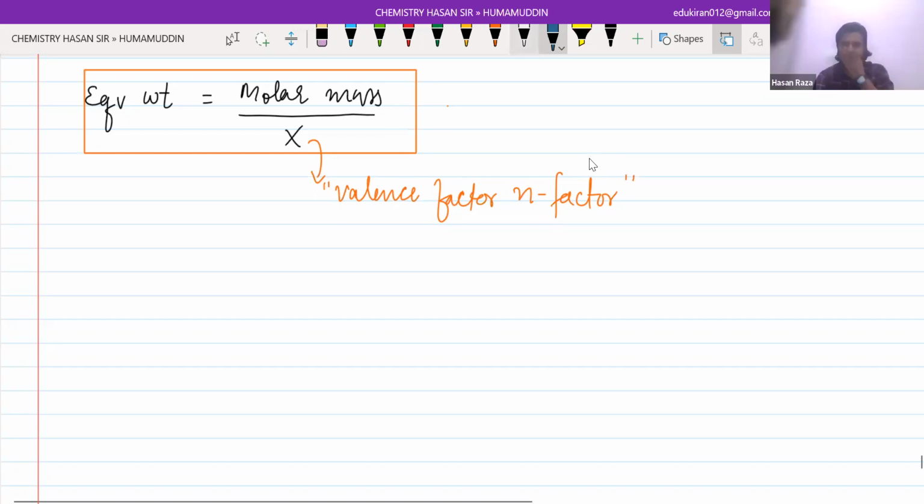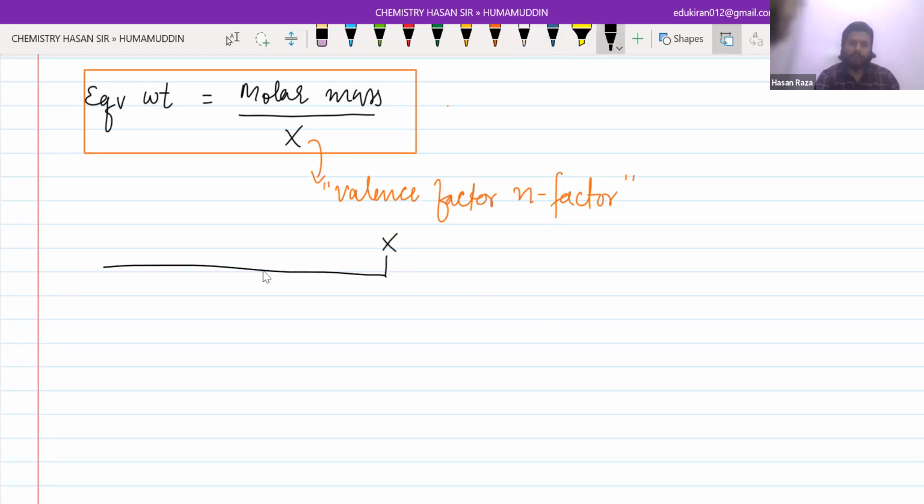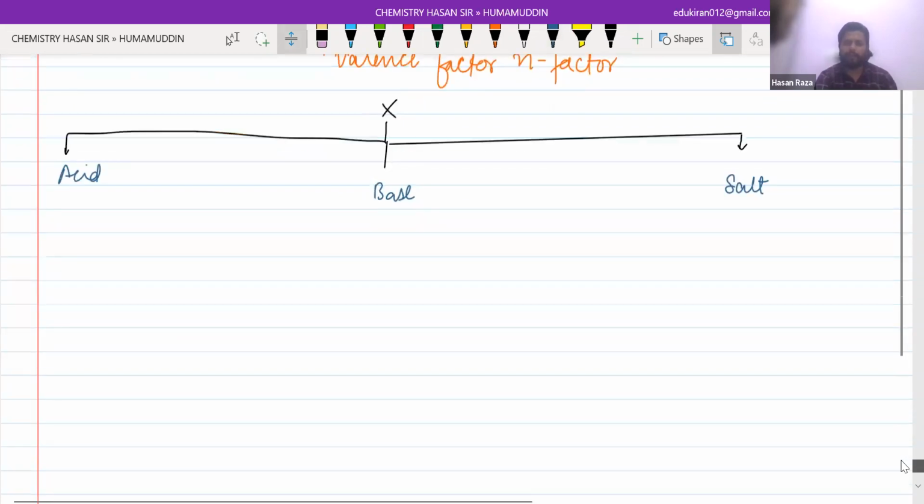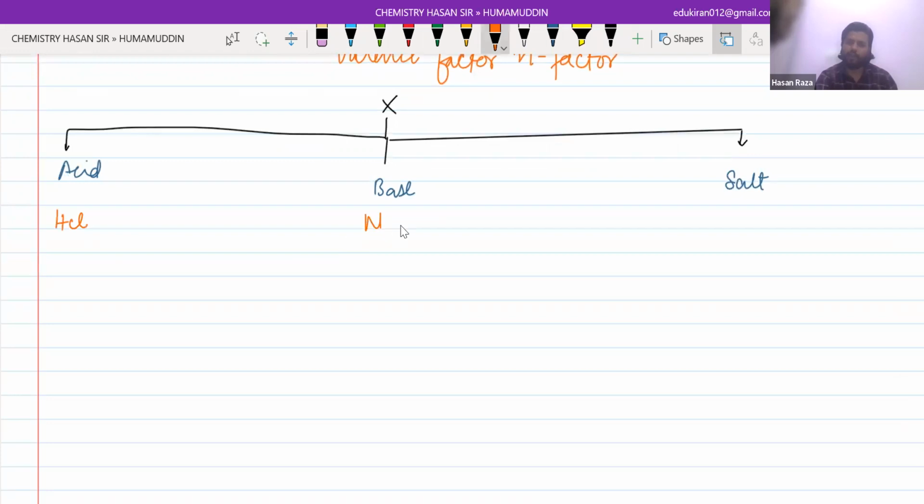Now see, we are going to first divide this X into 3 categories. You can easily recognize which one is acid, which one is base, and which one is salt. Like if I write HCl, what is this? This is your acid. NaOH, what is it? This is your base. NaCl, what is it? It is salt, right?